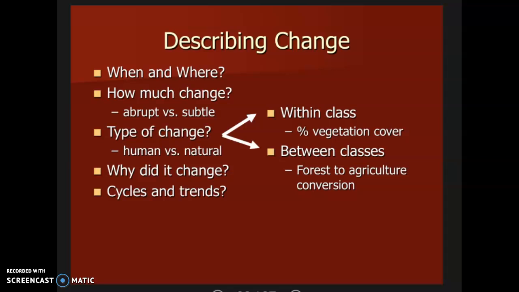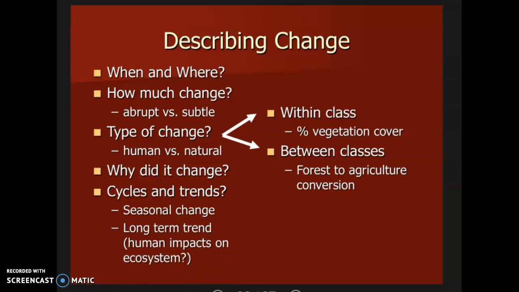So we can also describe change by talking about whether it is a seasonal change or a long-term trend. And then of course, whether or not it has human impacts on the ecosystem is one example of a long-term trend we can discuss. So these are all different ways that you can describe the change that you detect. These are important questions that should be answered in any change detection study.